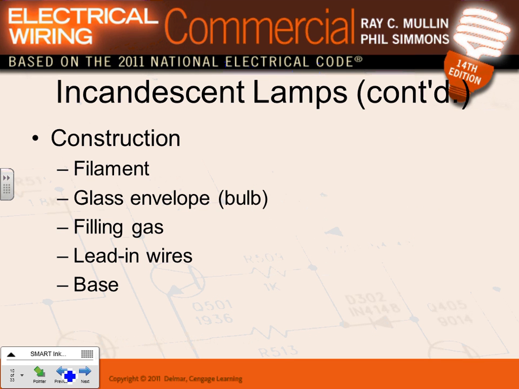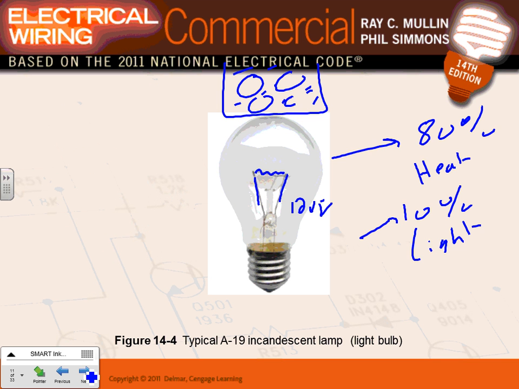So here's the construction, like we said. We have the filament, the glass envelope, the filling gas, the lead end wire, and the base, right? So the glass envelope, like you see it, the filament, you burn, the lead wires that you bring the voltage to, and the socket here we can bring the voltage into. You bring your hot and your neutral, right? Any comments about this one? That's the most typical one.